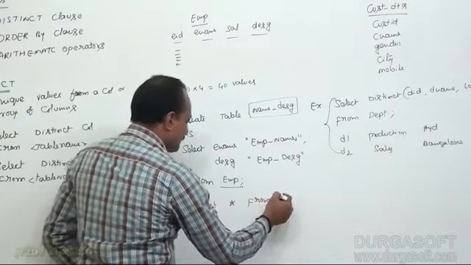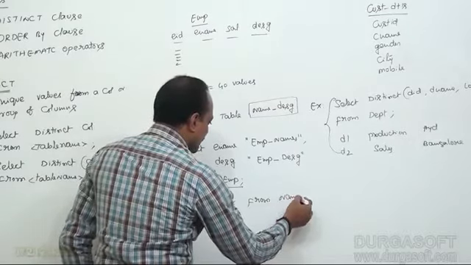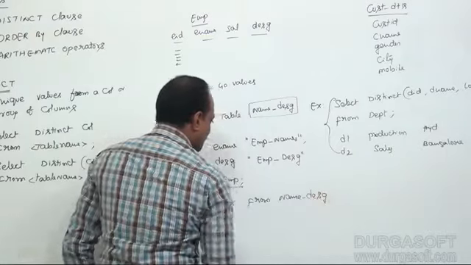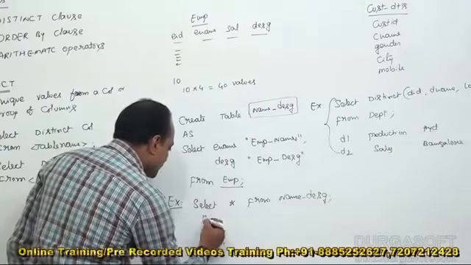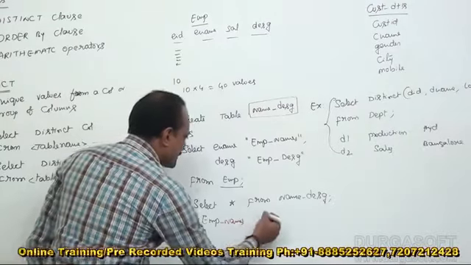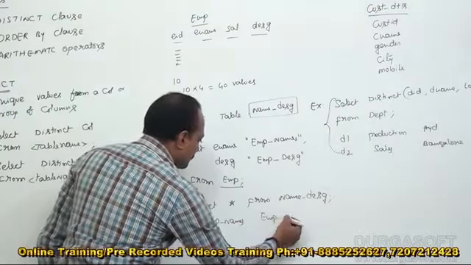Select star from name_designation. Then it will display like this. What is the first column name? EMP names. What is the second column name? EMP designation.